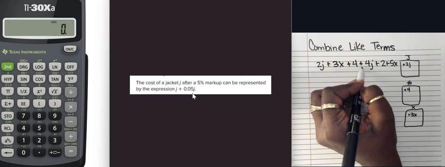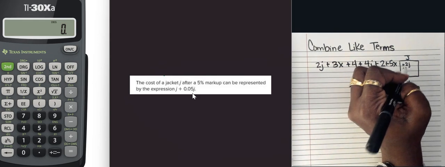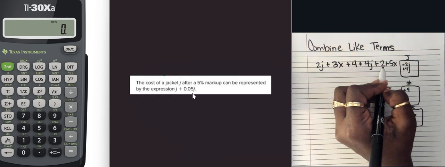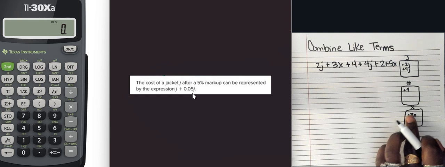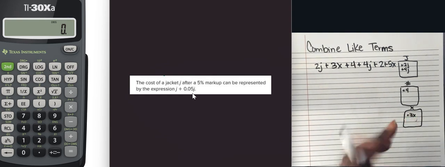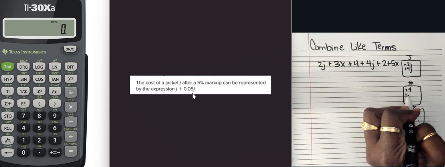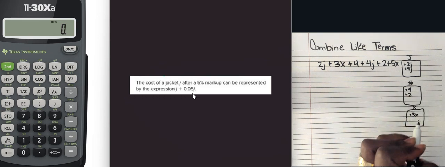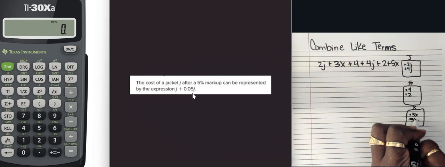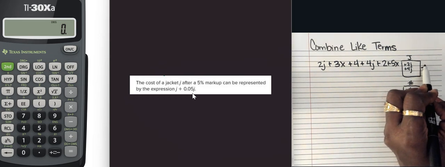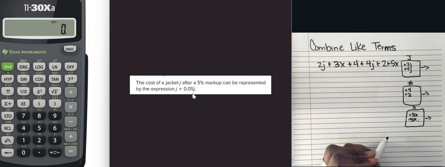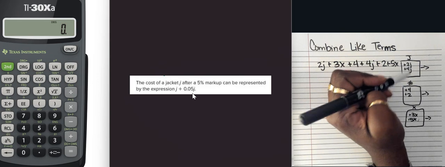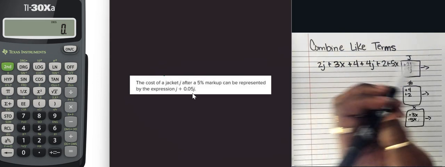And then we have a 4J. That's a positive, so plus 4J. And then here we have a 2. That's a constant. Positive. Oh, wrong bin. Okay, so that's a plus 2. And then we have a 5X, so plus 5X. What's going to happen is once we use whatever operation applies to each of those bins, you're just going to simplify the values inside of the bin.